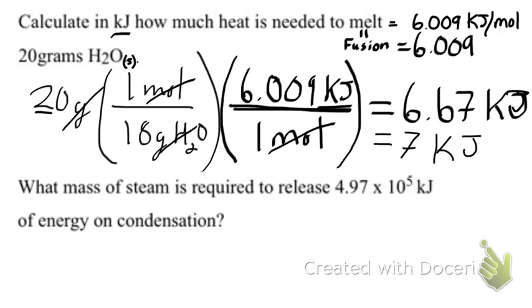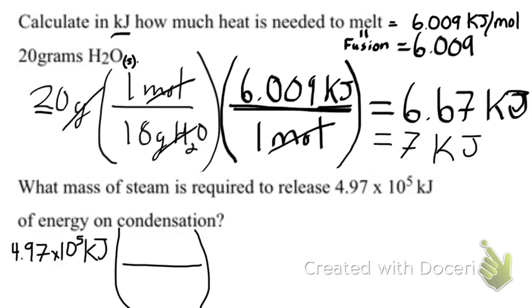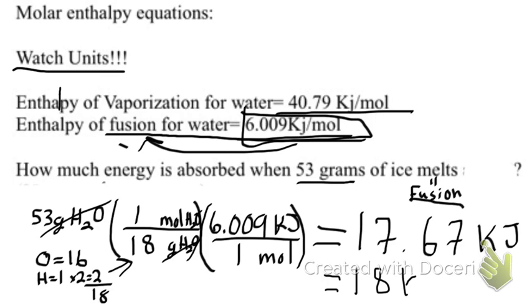Last one, we're kind of going in reverse. Here we've always started with grams and gone grams to moles, moles to kilojoules. This time we're starting with kilojoules, so we'll just go kilojoules as a lonely number. 4.97 times 10 to the 5th kilojoules. There's only one way to cancel kilojoules. That's with kilojoules. And then we'll go to moles. Now the question is, what number do we put here? Well, it looks like we're dealing with steam. The only way you get steam is by boiling. So we're going to use the number for boiling, which is 40.79 kilojoules per mole.